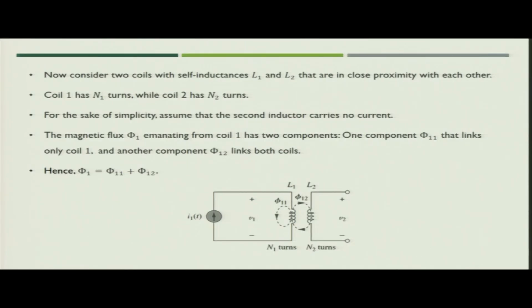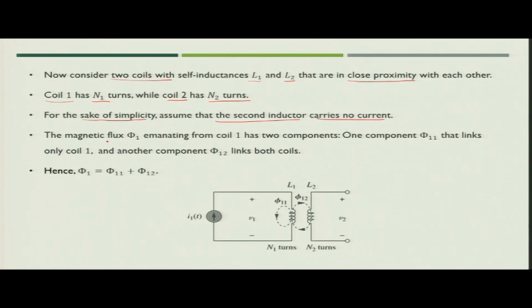Now, let us consider two coils, and we assume that they have self inductances L1 and L2, and both coils are placed in close proximity with each other. Now, if coil 1 has N1 turns and coil 2 has N2 turns, for the sake of simplicity, let us assume that the second inductor carries no current.